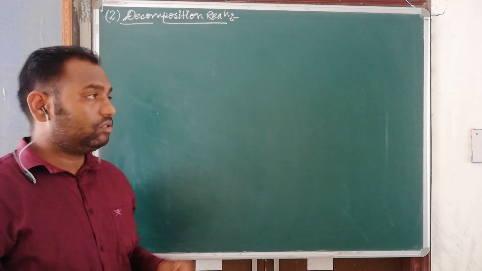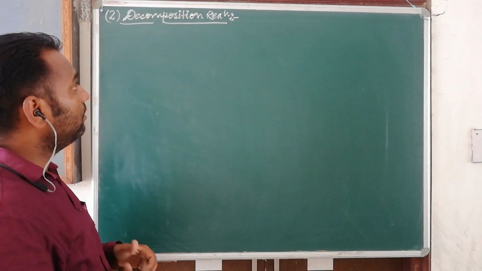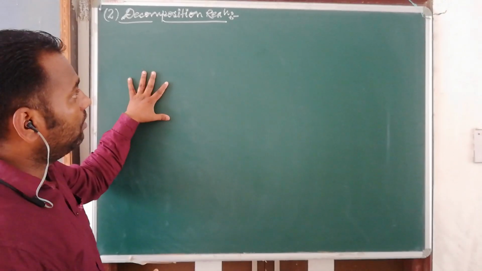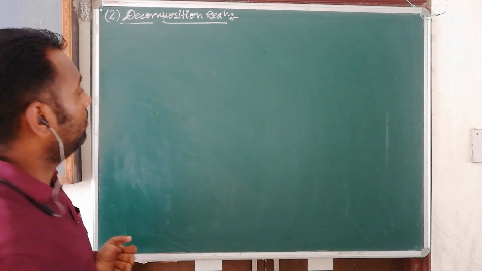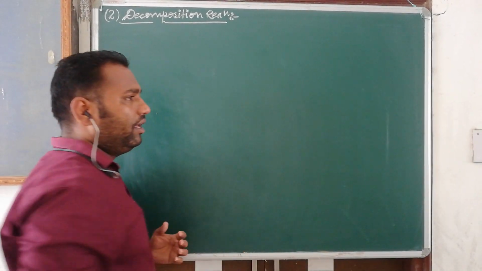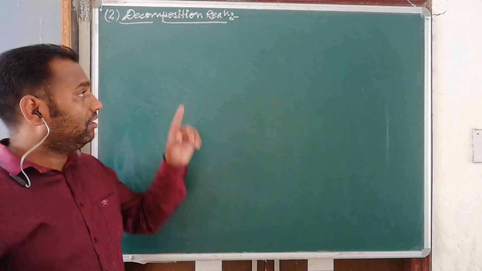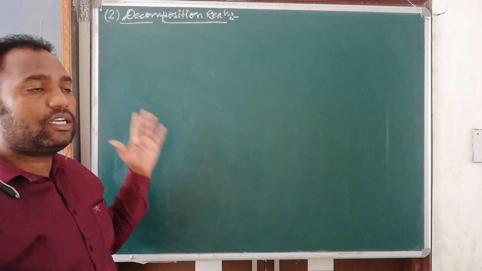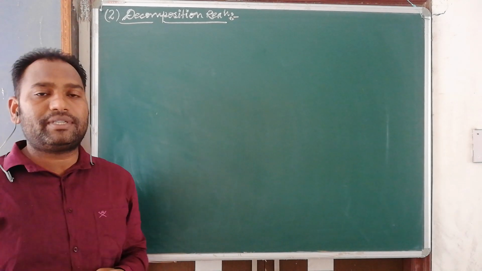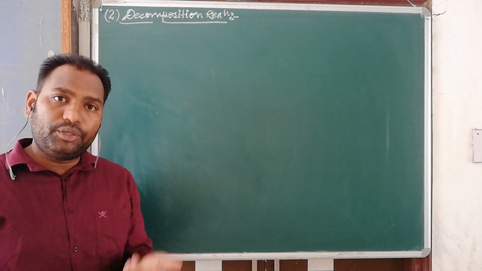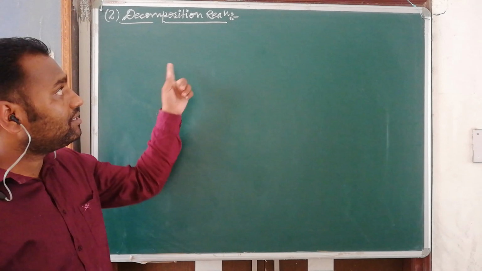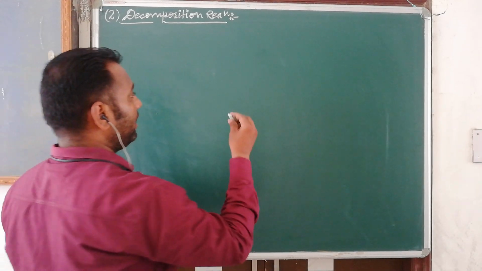Actually, I forgot to tell you about our second reaction type, the decomposition reaction. So first we have to see the decomposition reaction. What is a decomposition reaction? The name is enough to tell what this reaction is. Decompose means breaking. It means if one complex substance breaks into two or more simpler substances, it is known as a decomposition reaction. So write down our definition.